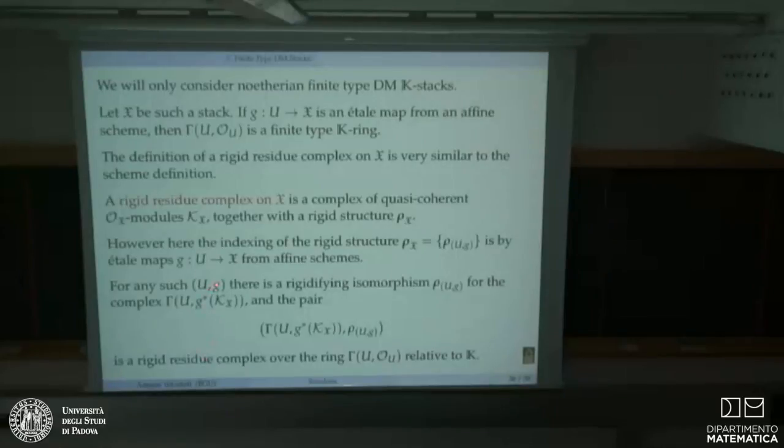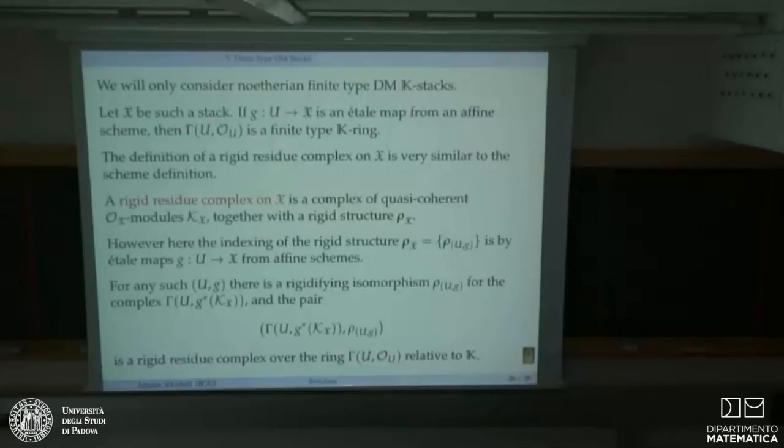Specifically, for any such U and G, we can pull back our complex to get a quasi-coherent sheaf on U, and therefore globally a complex of modules over the corresponding ring. This rho is a rigid isomorphism from that complex. So this pair is, just like in the very beginning of the lecture, a rigid residue complex over this ring, which itself is a finite type ring over the base. So that's what we want.